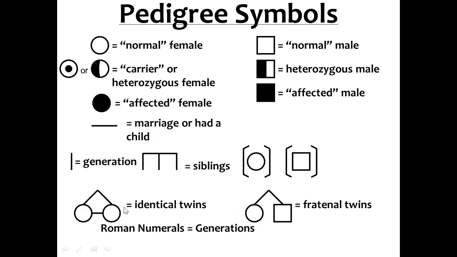I'll show you these. We don't use these much, but this right here represents identical twins, and these are fraternal twins, the ones that do not look alike, and they could be boy or girl. All right. Roman numerals represent generations as well. On the outside, you'll usually have for the first generation Roman numeral 1. For their kids, which is the second generation, you'll have Roman numeral 2, and so on and so on. All right, let's go to the next slide.